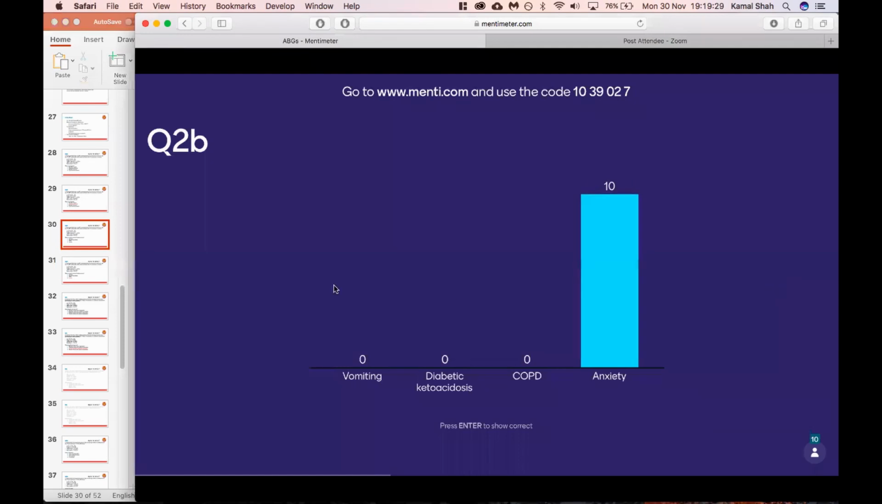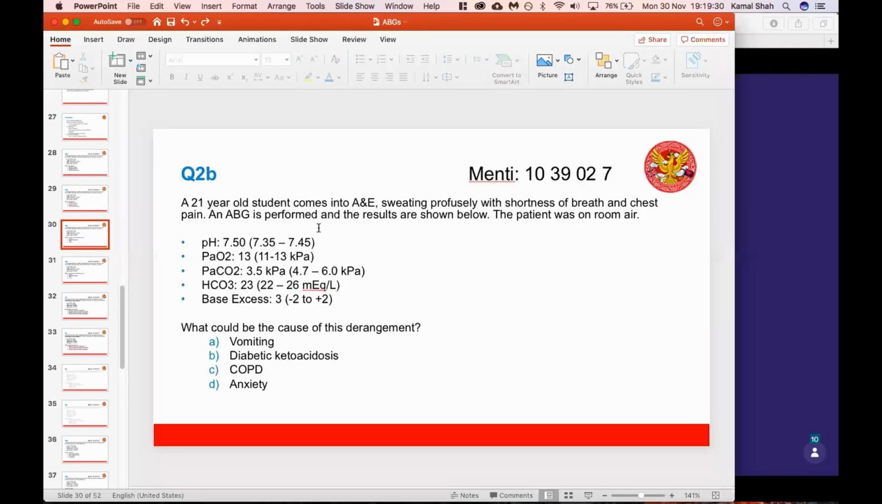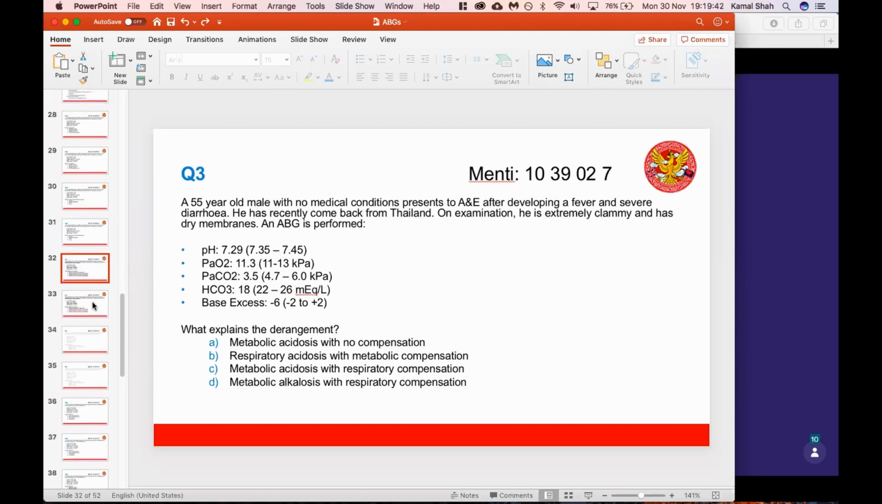Okay, anxiety. Everyone's been paying attention, where everyone just really knows their stuff. So exactly, anxiety. If you're hyperventilating, you're going to get respiratory alkalosis. You're blowing off all that carbon dioxide. Okay, well done. All right, question 3.